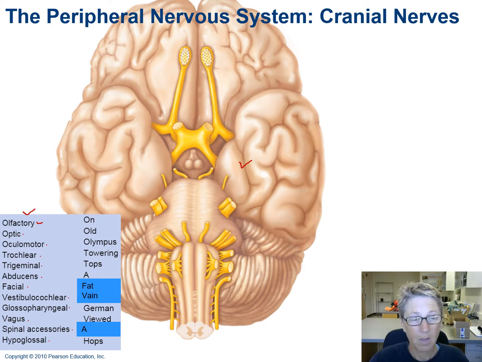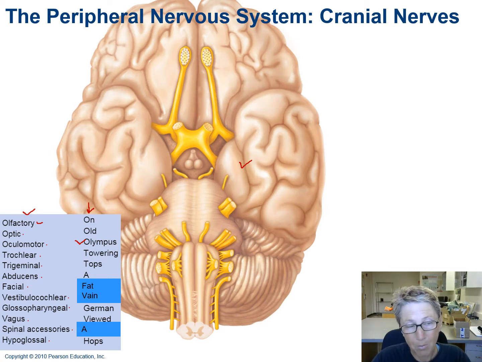This mnemonic on the right is from the olden days. I liked it because I like mythology, and I'm German. It says: on old Olympus towering tops, a fat vain German viewed a hop. And there are plenty out there. You can Google mnemonics for cranial nerves, or you can make your own, but this is one I like.